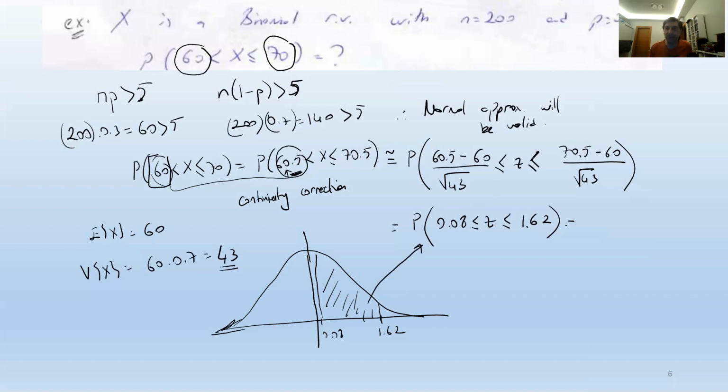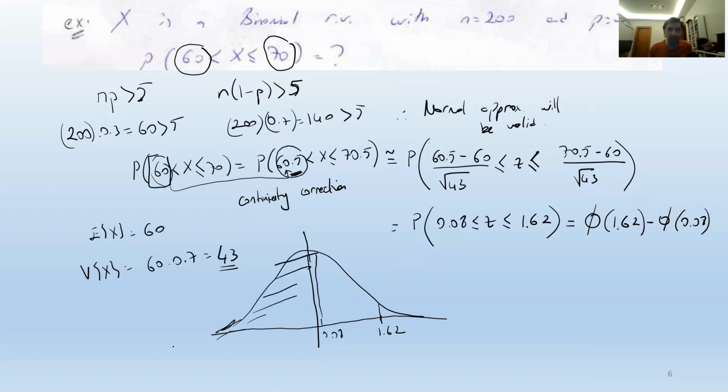So this area can be found using that normal distribution table as the cumulative distribution function at 1.62 minus the cumulative distribution function at 0.08. And how do I find that? It's by this method. Note that the cumulative distribution function of 0.08 is going to be this region, all the tail to minus infinity, including this part. And 1.62 is going to be this point plus that additional region.